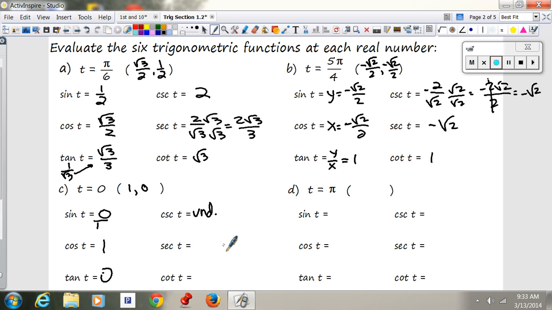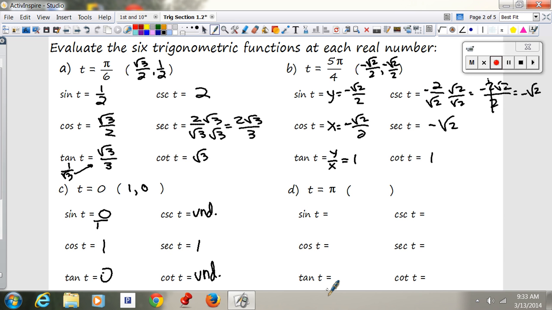Secant there would be a 1, because when you flip it around you're going to get a 1. Tangent, cotangent at 0 is also undefined. You can't have a cotangent there as well because you can't have a 1 over 0.